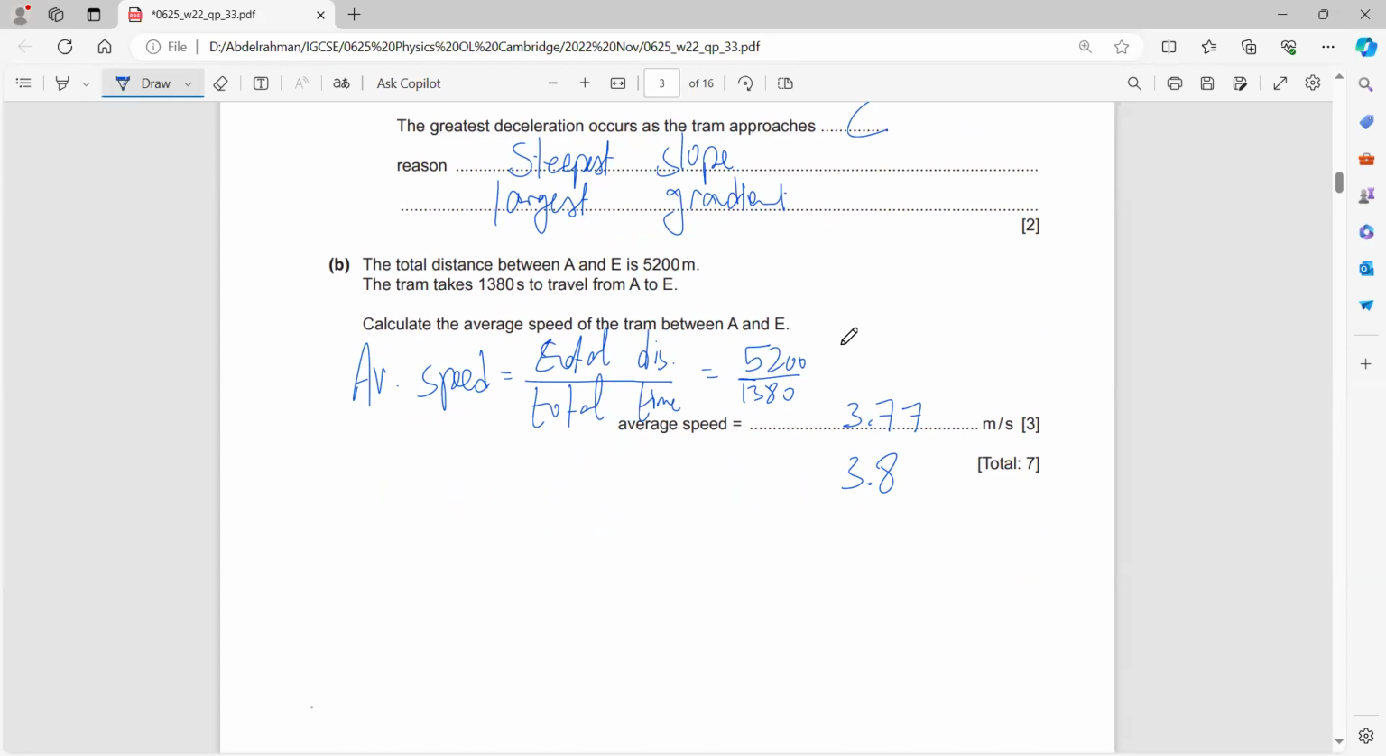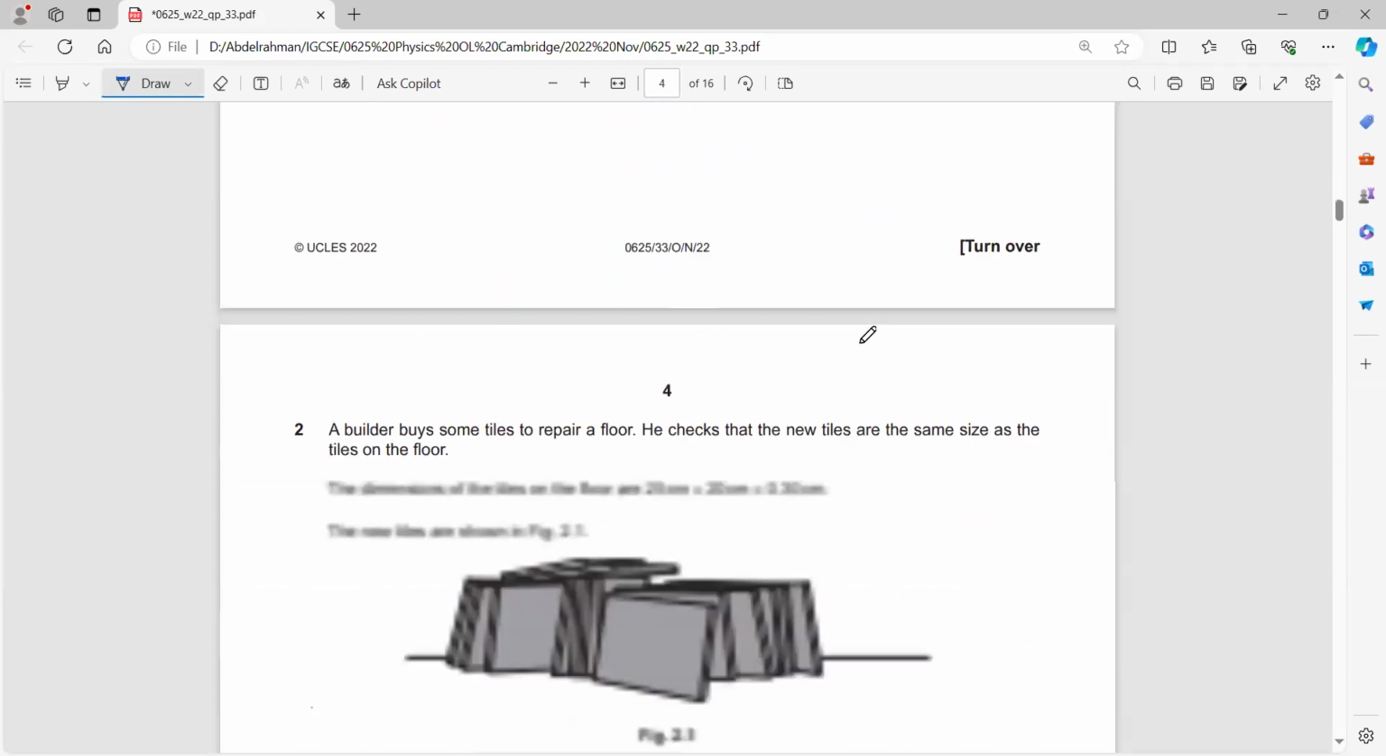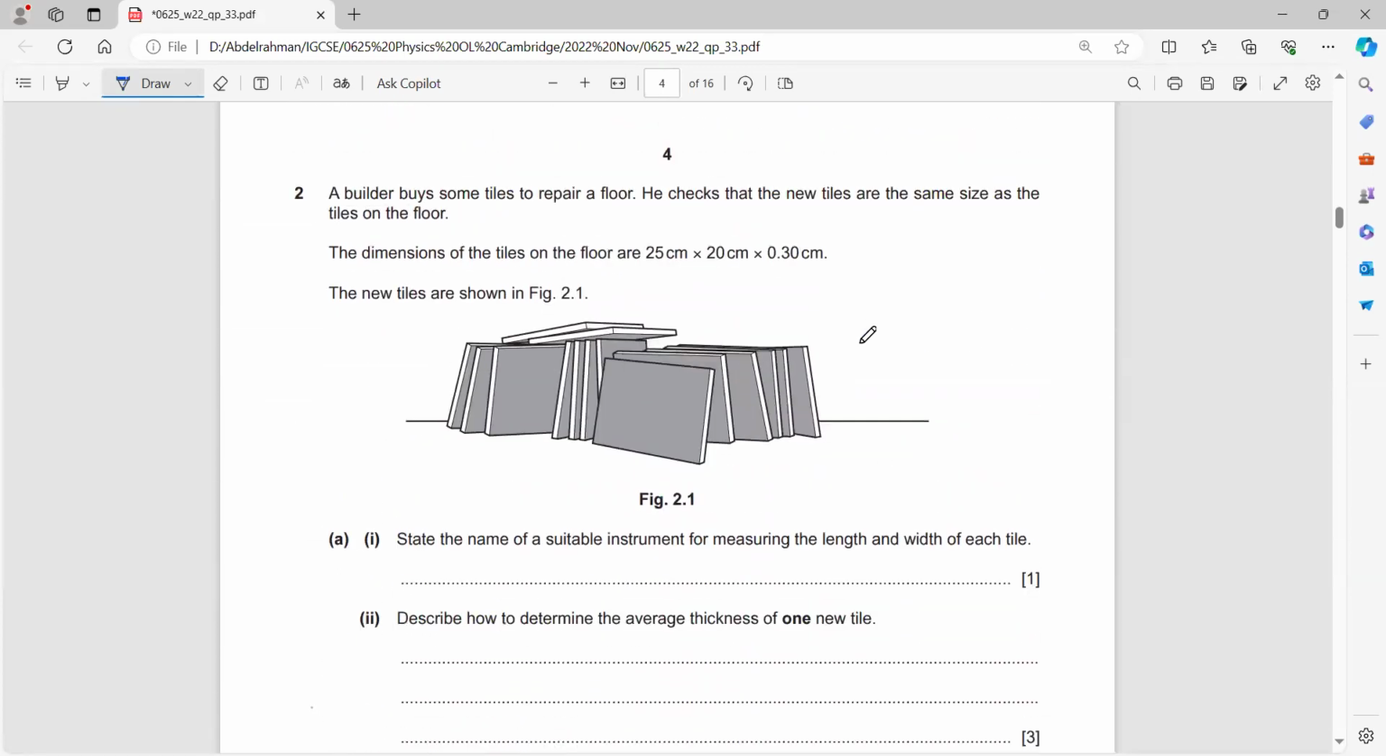A builder buys some tiles to repair the floor. He checks that the new tiles are the same size. Dimensions of the tiles on the floor are 25 by 20 by 0.3 centimeters. State the name of a suitable instrument for measuring the length and width of each tile.